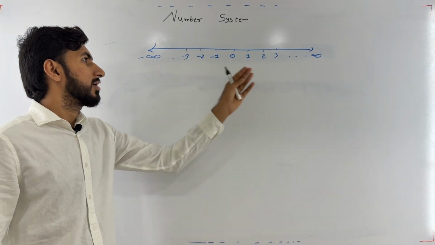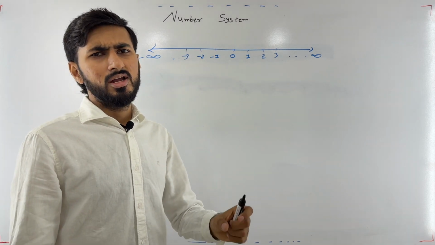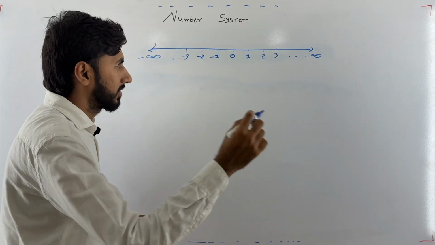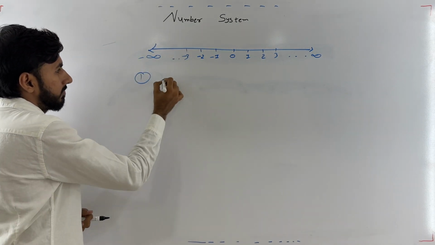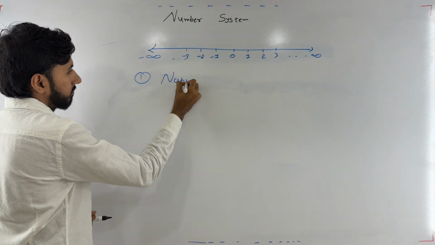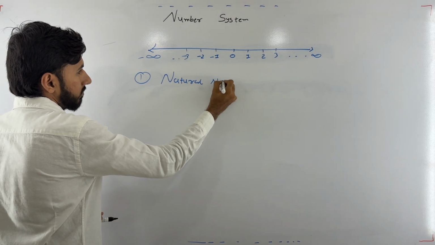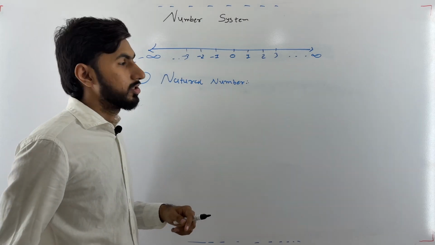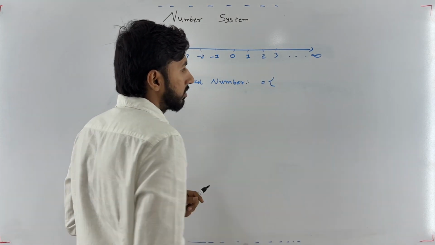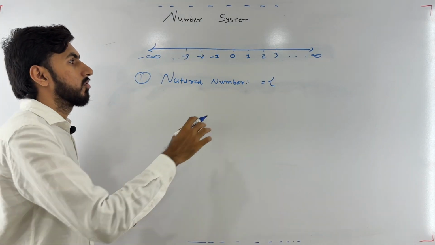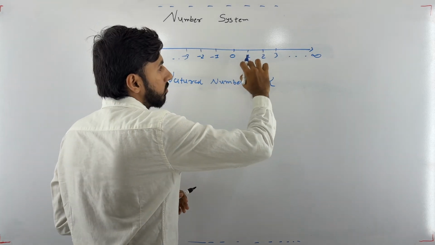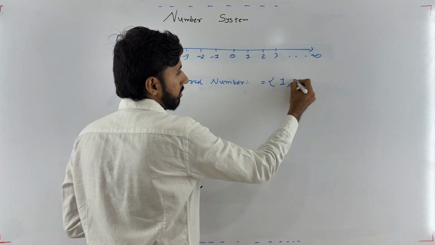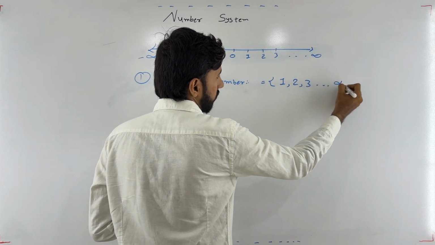Now we will classify the different types of numbers, like we would classify the different types of people in a party. Okay, so our first type is natural numbers. Now what type of numbers come under natural numbers? We all know that it starts from 1 and goes on up to infinity on the right side. So we'll write 1, 2, 3, up to infinity.